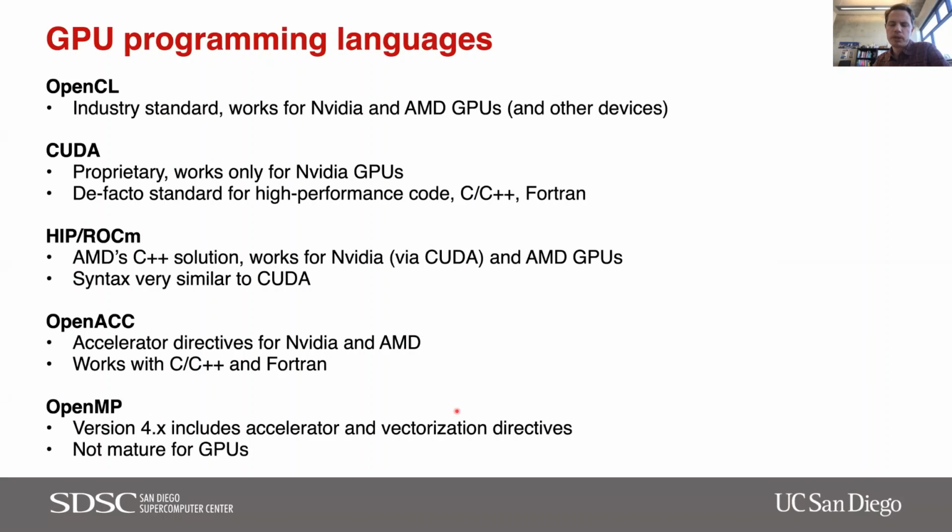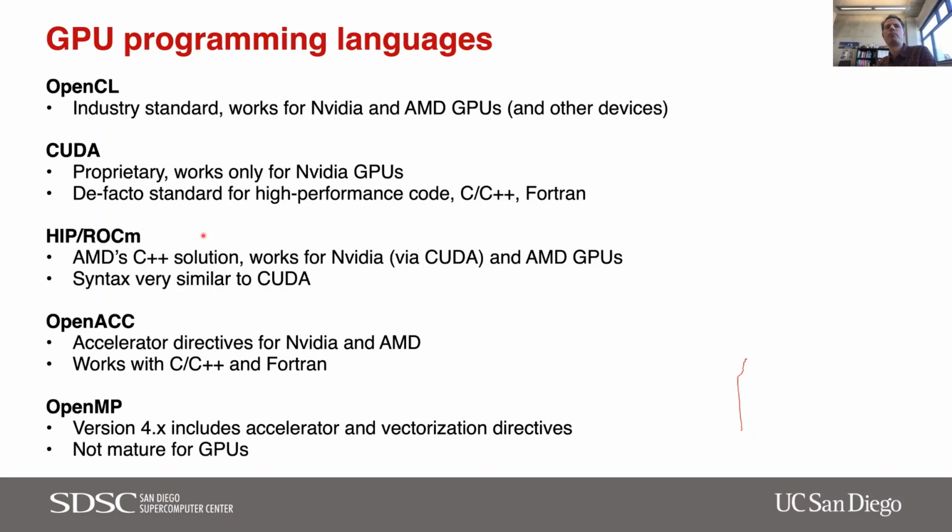So if you want to program a GPU, there are different languages. There's OpenCL, which is an industry standard. It works for NVIDIA and AMD GPUs. Probably the de facto standard for high performance codes is CUDA, at least for NVIDIA GPUs. It works with C, C++, and Fortran. And it's proprietary. It works only for NVIDIA GPUs.